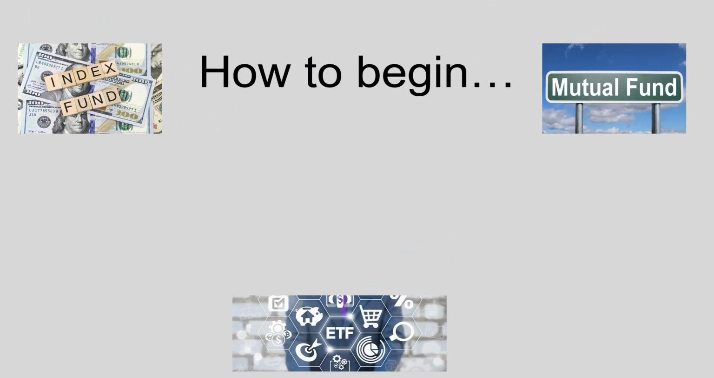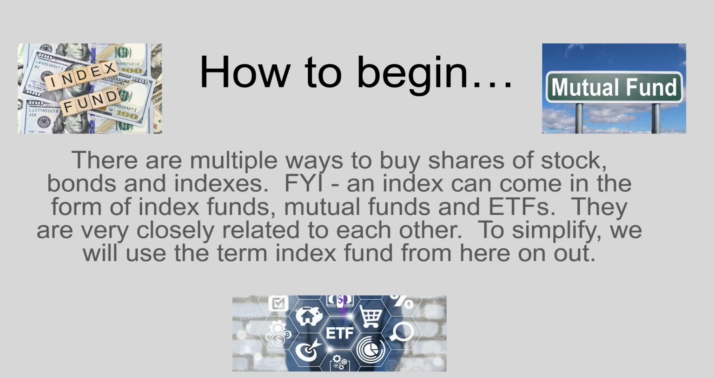So how to begin. There are multiple ways to buy shares of stock, bonds, and indexes. I wanted to point out that indexes can come in different forms like an index fund, mutual funds, and ETFs, and they're very closely related to each other. I'm just going to keep it simple for the remainder of this lesson and generally use the term index fund, and that actually means these other forms as well.